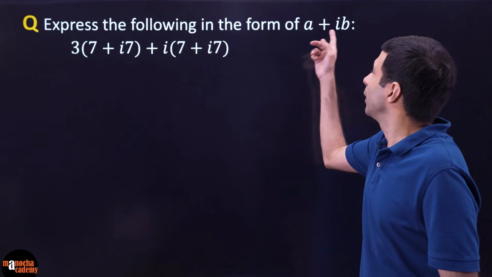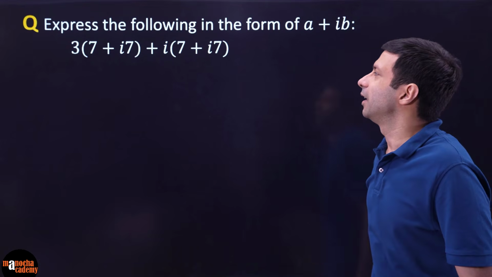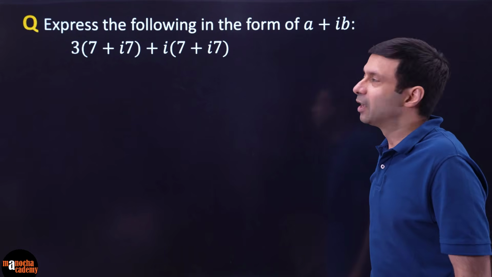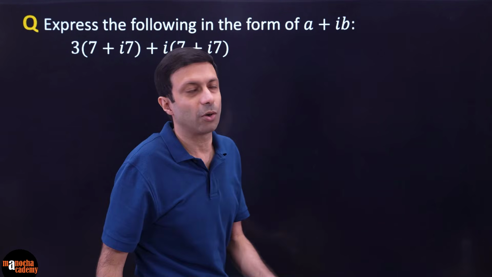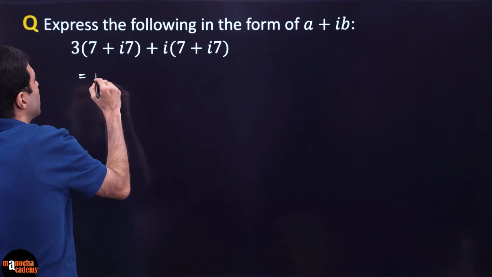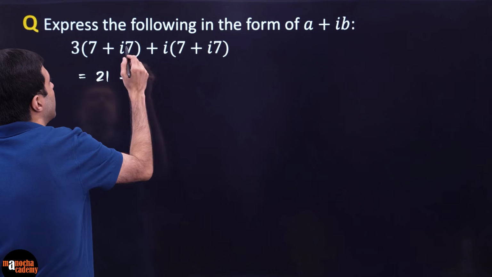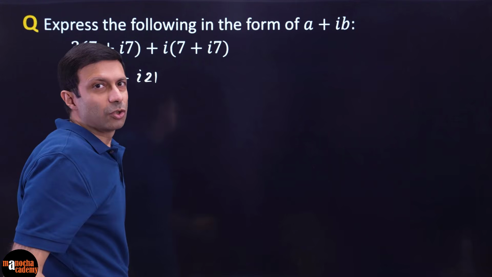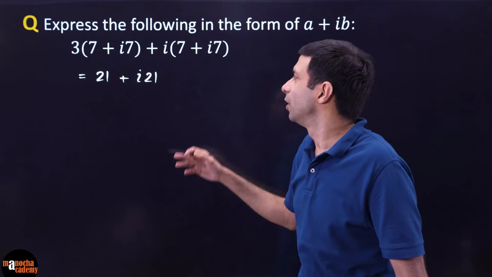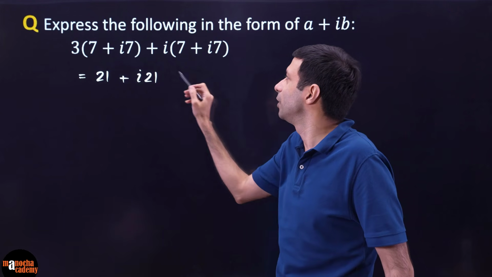We want to express the following in the form of a plus ib, right? So you have been given this expression over here, and you want to express it as a final complex number in the form of a plus ib. So basically you need to simplify this stuff out. So let's start off. This is the question given, and we'll simplify this bracket. 3 times 7 will give me 21, plus again 7 times 3. I'm going to write it as i21. Here you can use the notation that is used in school. If you want to write 21i or i21, both are the same. You can follow whatever notation is being used in your school. I'm following the notation of the question here.